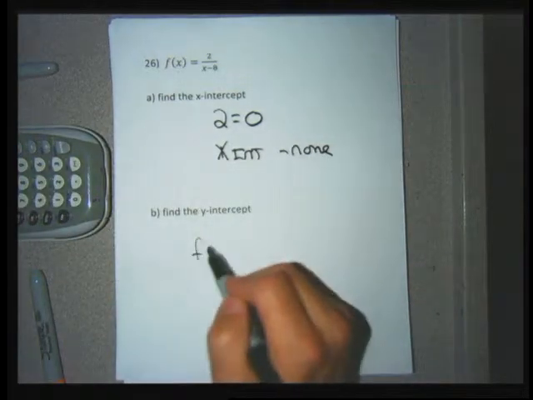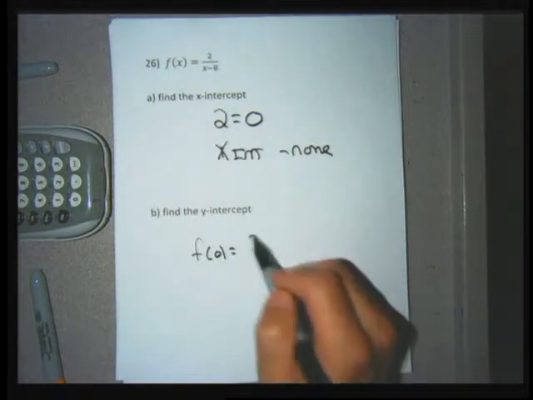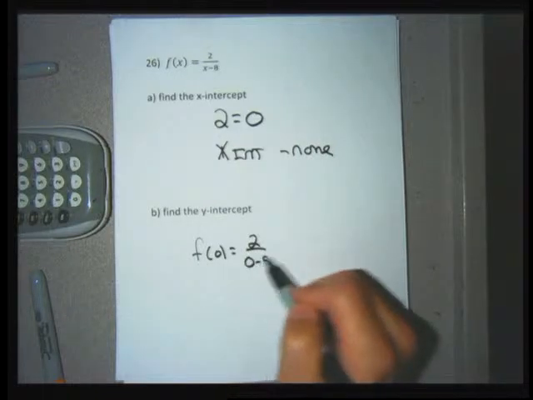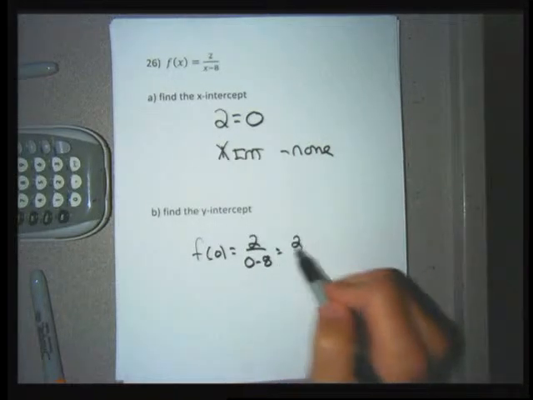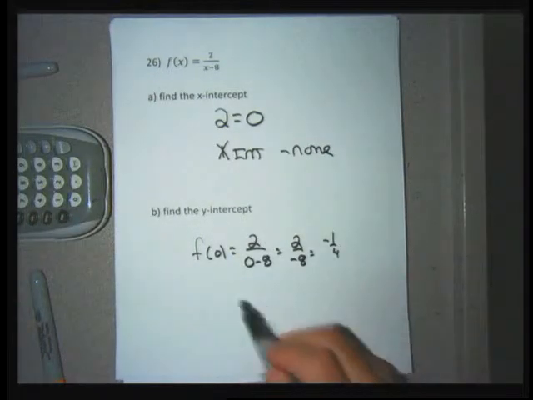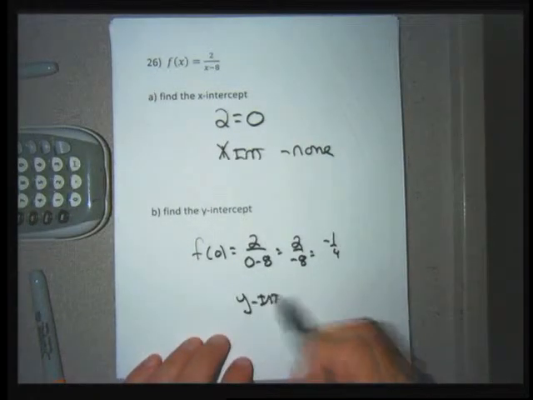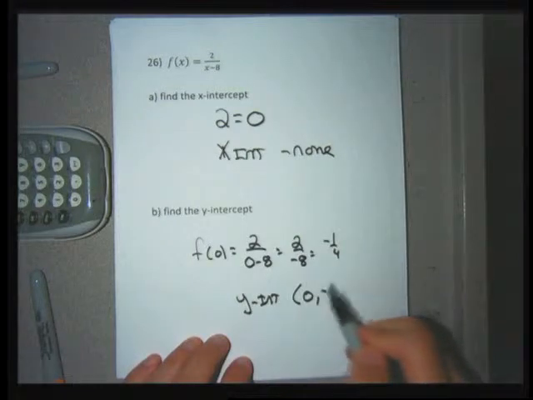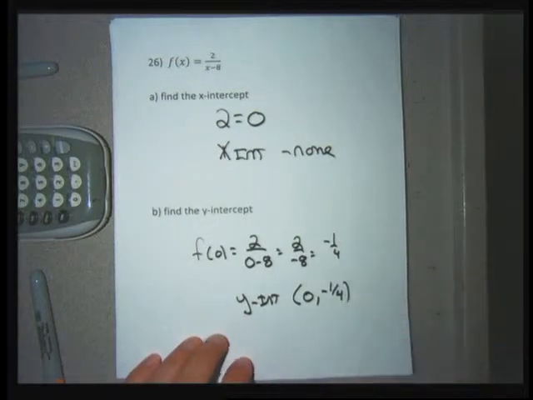Let me do the y-intercept real quick by going f of 0, which is 2 over 0 minus 8, which is 2 over negative 8, which is negative 1/4. So that's the y-intercept. Just because you have an x-intercept, you don't have to have a y. Just because you have a y-intercept, you don't have to have an x.